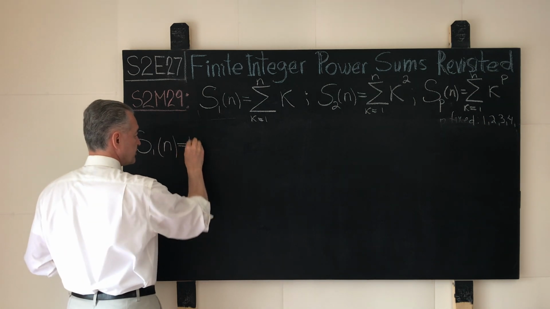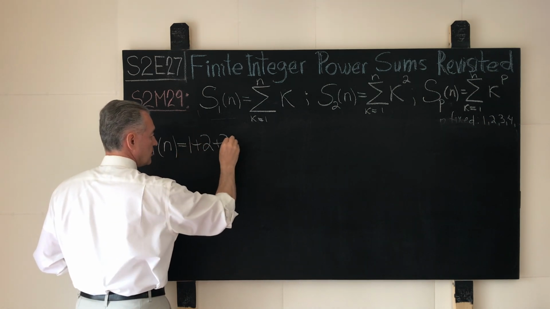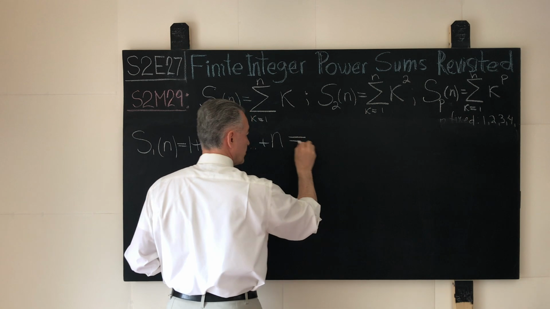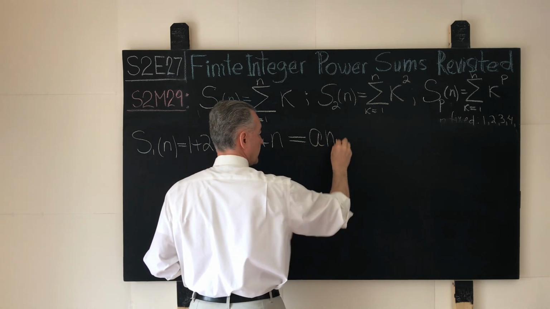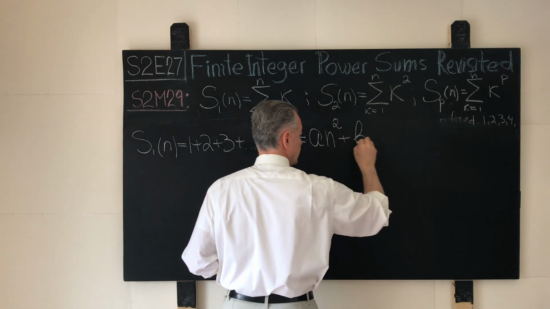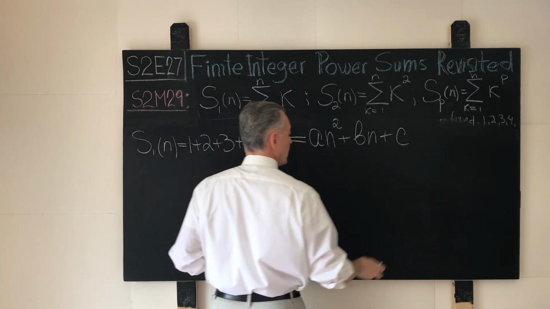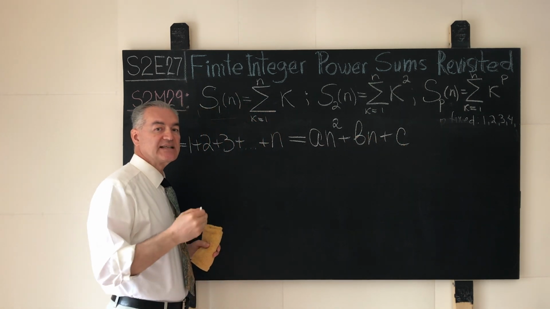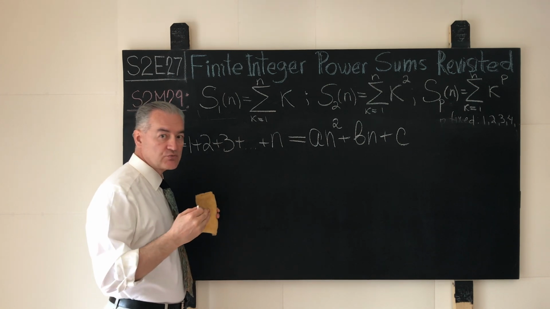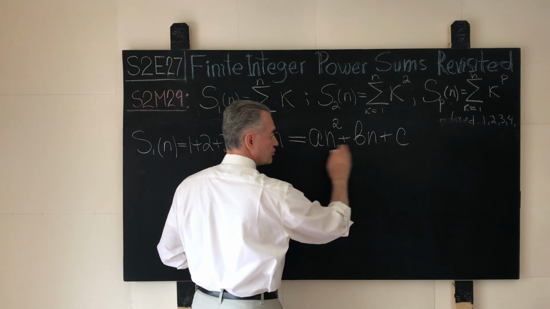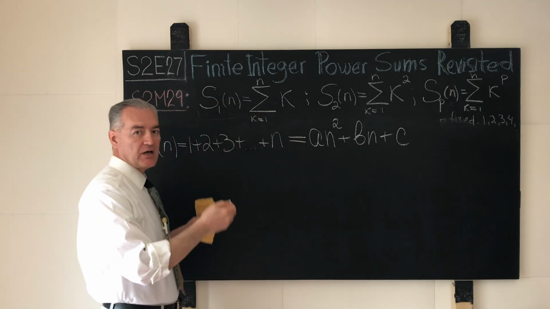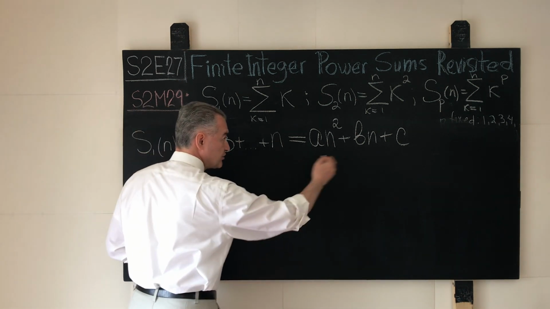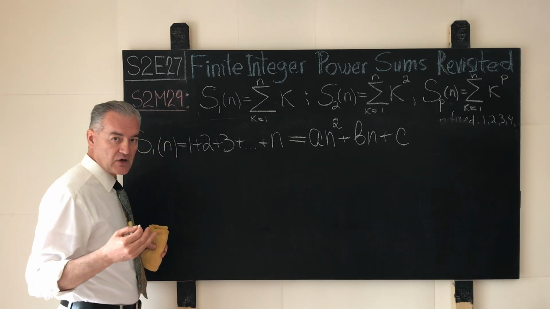So here we write down the sum as 1 plus 2 plus 3 plus and so on plus n. And what is that? According to our theorem, this will be an squared plus bn plus c, where a, b, and c are constant, yet unknown to us, real numbers, and we will recover the values of these constants precisely by following the algorithm that we described in the previous segment. This string of symbols constitutes what? It constitutes the first step of our algorithm.